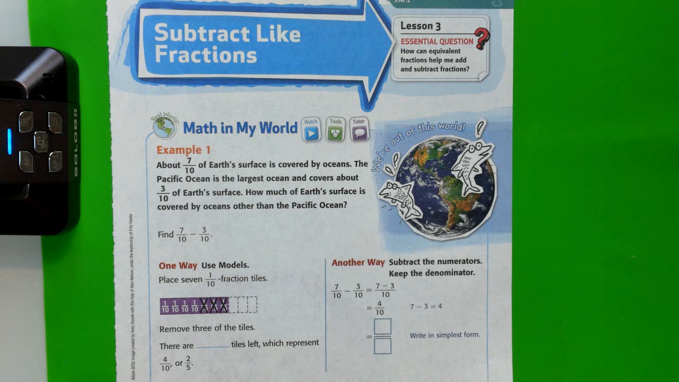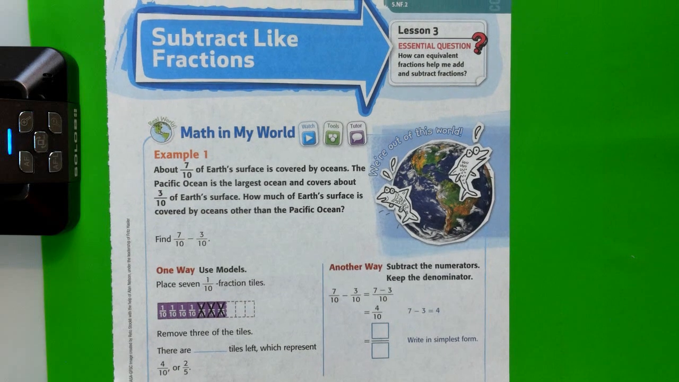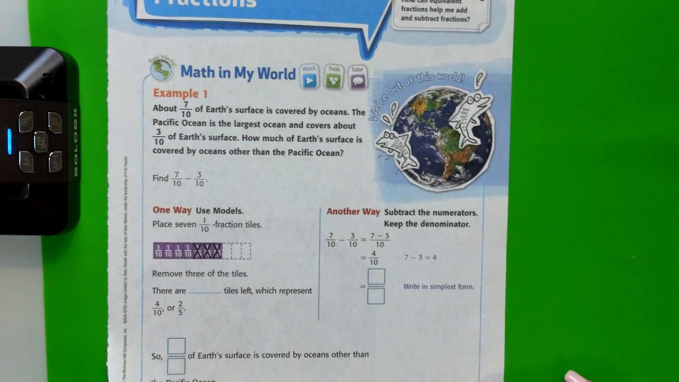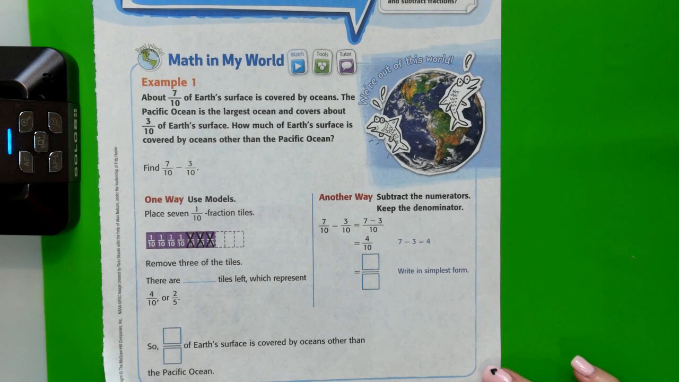Okay, welcome back. This is Chapter 9, Lesson 3, Subtracting Like Fractions. So in our last lesson, we added like fractions. Now we're going to do the inverse operation. But the steps are all the same. We're just doing the opposite operation.